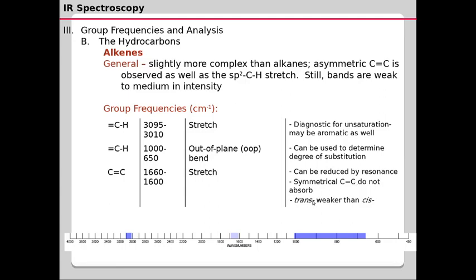Okay, and usually carbon-carbon double bonds which are involved in a trans configuration, trans isomer, gives a peak which is weaker than the IR transition of a carbon-carbon double bond in a cis isomer.